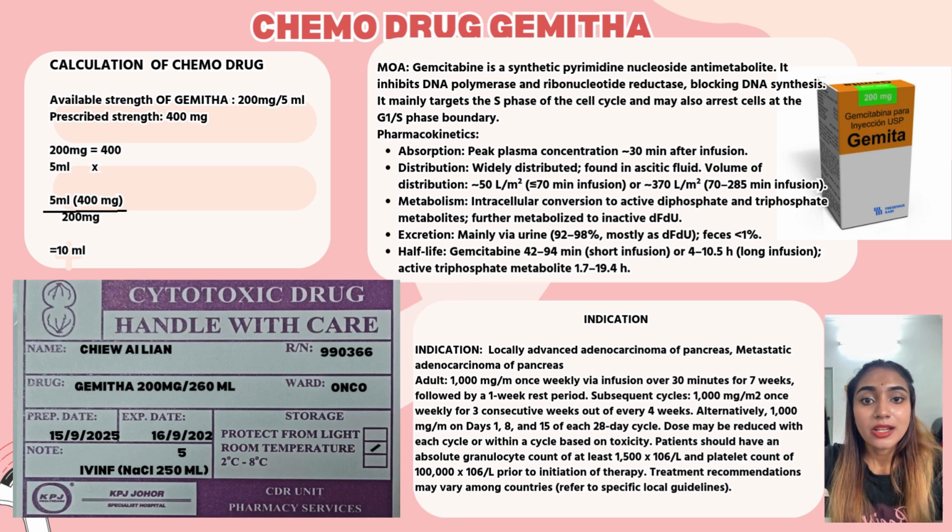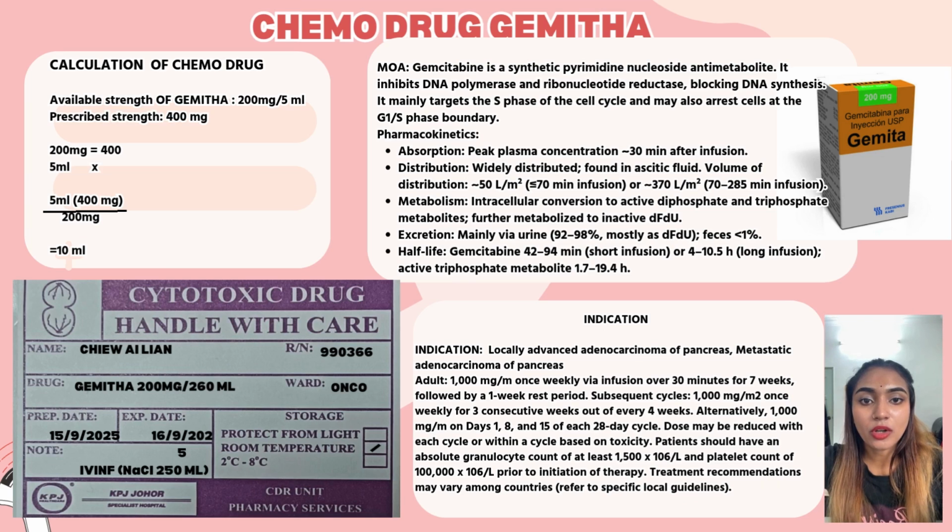Next, let's look at the mechanism of action. Gemcitabine is a synthetic pyrimidine nucleoside antimetabolite. It works by inhibiting DNA polymerase and ribonucleotide reductase, which blocks DNA synthesis. It mainly targets the S phase of the cell cycle, and it may also arrest the G1/S boundary.